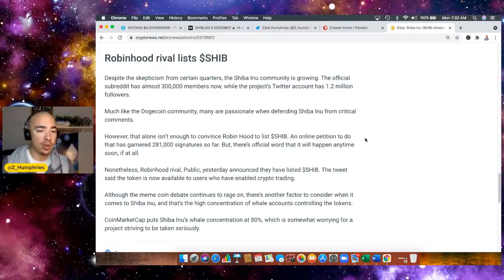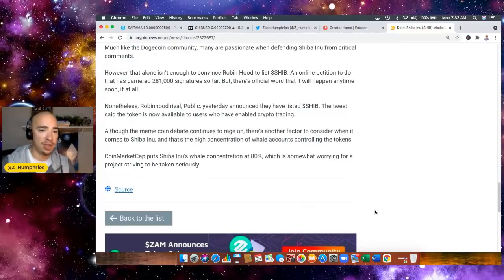Now, although the meme coin debate continues to rage on, there's another factor to consider when it comes to SHIB, and that's the high concentration of whale accounts controlling the tokens. But many projects have whales, and I think these whales are similar to SHIB retail investors. They want to hold for the long term. They're not in this just for a day or two. They understand the long-term impact this can have on the entire crypto space. That's what I believe. I want to know what you believe down below in the comment section.